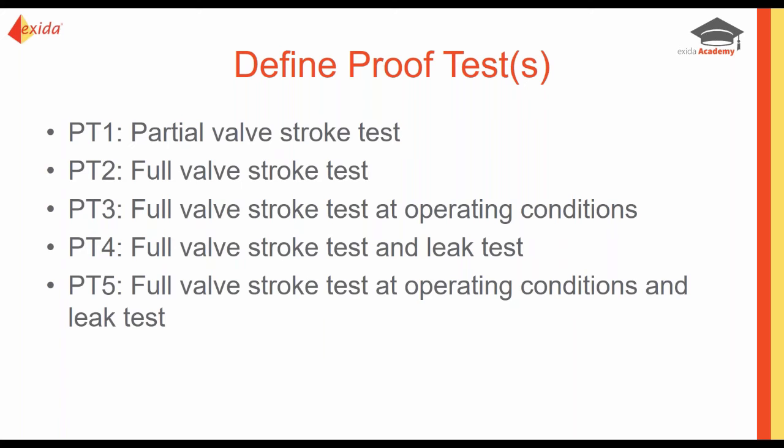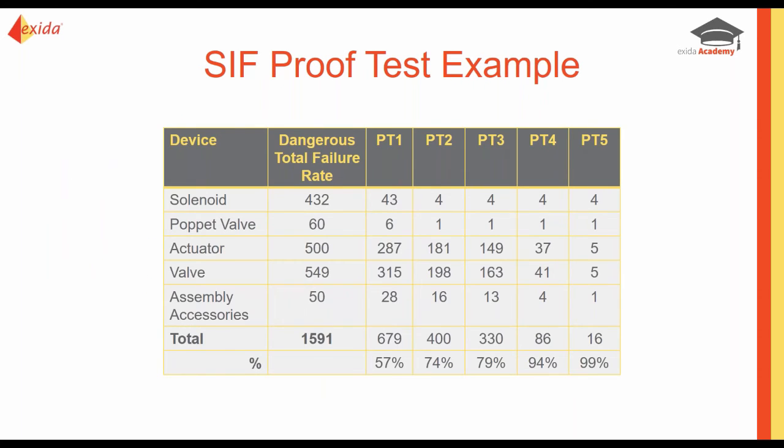So what does this look like with real life numbers? Well, I went in our Excellentia program and I created a really simple SIF. I chose a solenoid, a poppet valve, an actuator, and I think it was a ball valve. And I looked at what the dangerous total failure rates were for each of these. Then I did an FMEDA for each of the solenoid, the poppet valve, the actuator, the valve, and the assembly accessories. In that I included any mounting or coupling. And I considered what it would be like for each proof test level on each device, and what dangerous undetected failures would still be for each device.